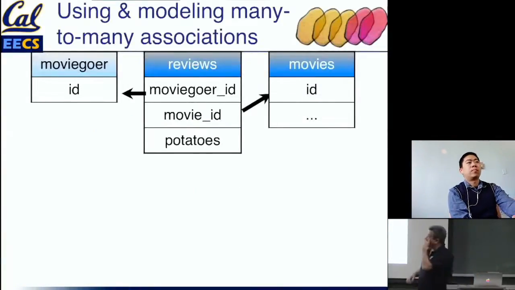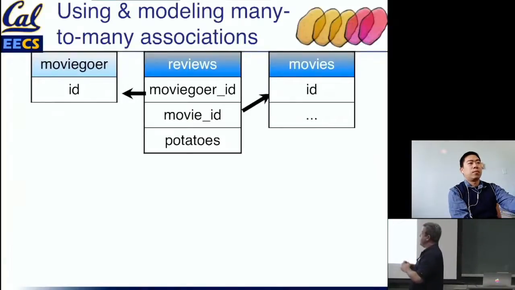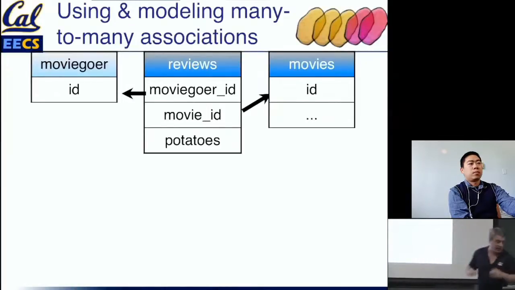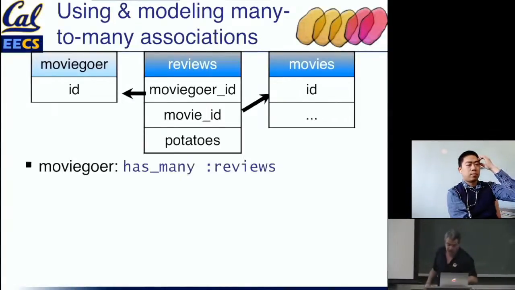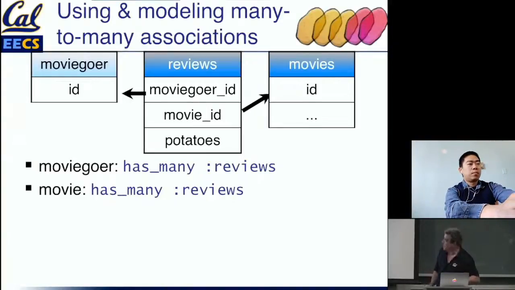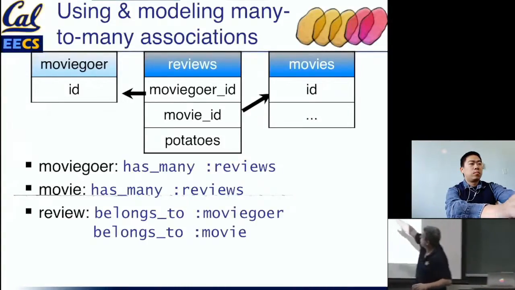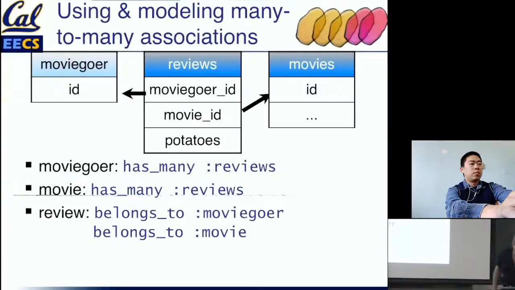So I sort of gave a preview of this last time. I said, well, what if we wanted to associate reviews with both a movie and a moviegoer? That's simple enough. We already know how to do that. That's kind of what we did on Tuesday. We say that a moviegoer has many reviews. A movie also has many reviews. And now a review belongs to each of those two things. You can ask, given a review, which movie it's about, and you can also ask who wrote it.